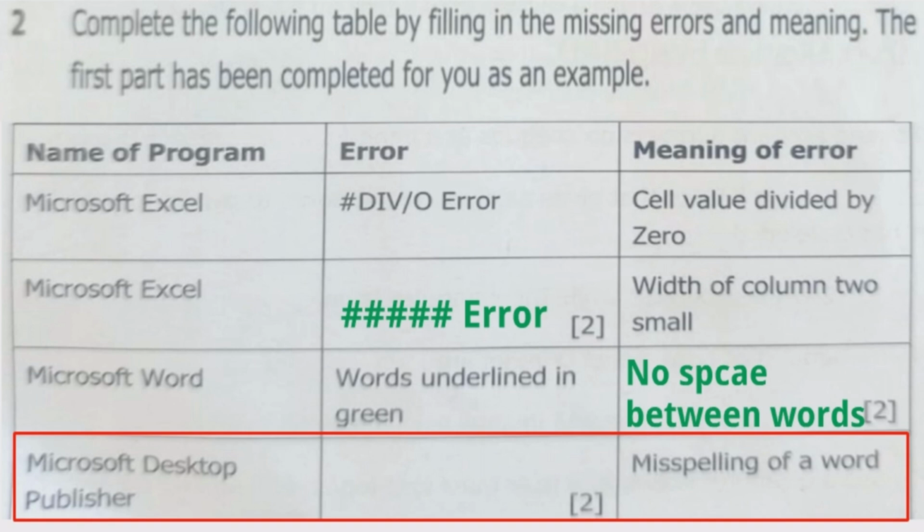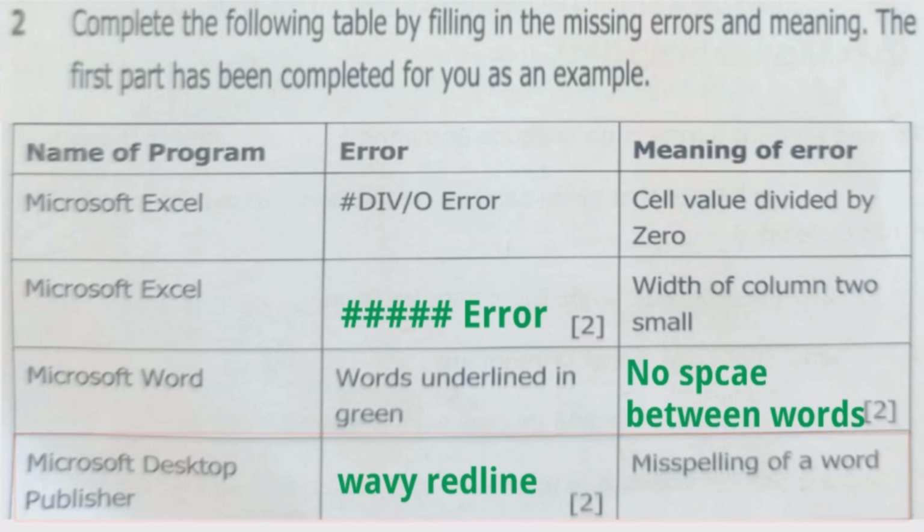For Microsoft Desktop Publisher, we are on the 4th row. Then misspelling of words. What happens when you misspell words in Microsoft Desktop Publisher? What kind of error are you going to have? So you have a wavy red line. You're going to have a wavy red line showing that the word is not well spelled. So the word that is misspelled will be underlined with a wavy red line. Basically that's how you answer question 2, and you just have to fill in 3 gaps. And that's what we have done.